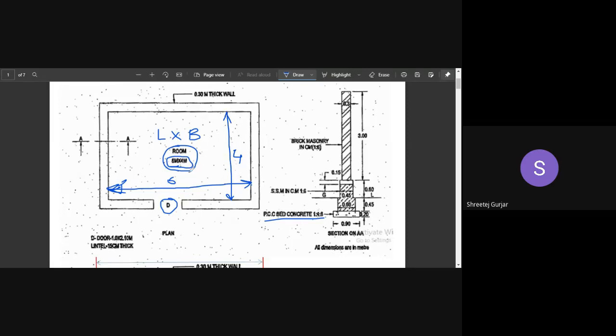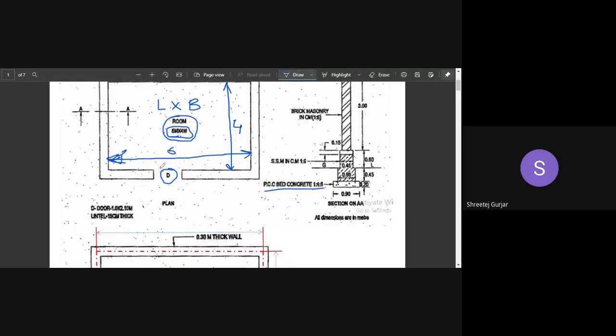Always remember this. Then what is the dimension of the door that they have mentioned here? See, they have mentioned the dimension of the door. As I said, length is always mentioned first. So 1 meter in length, and the height of your door is 2.1 meter. So this is your door, 1 meter in length and 2.1 meter in height. These are the details of your door that they have mentioned.